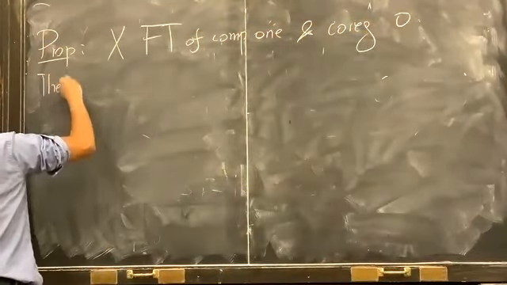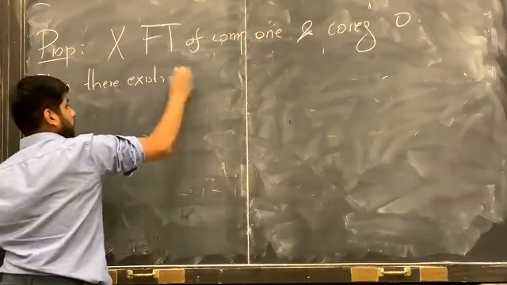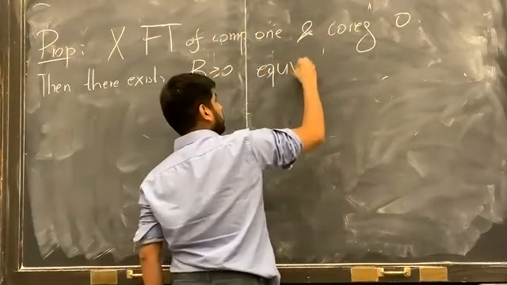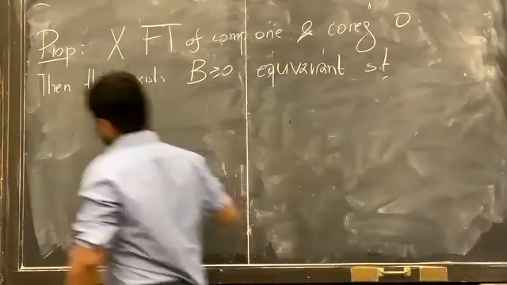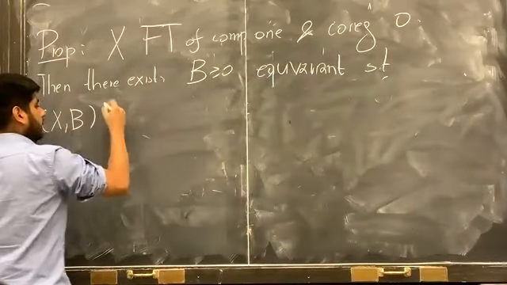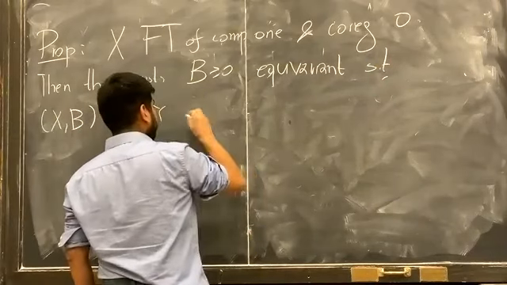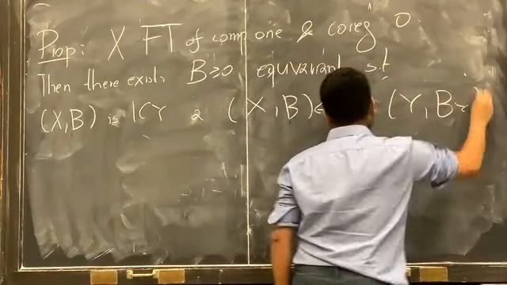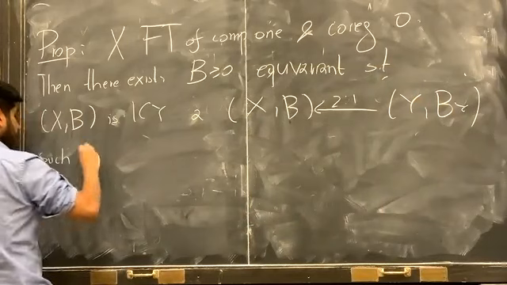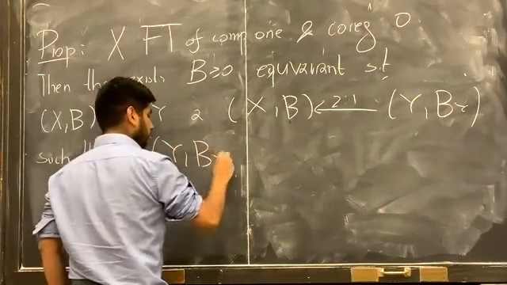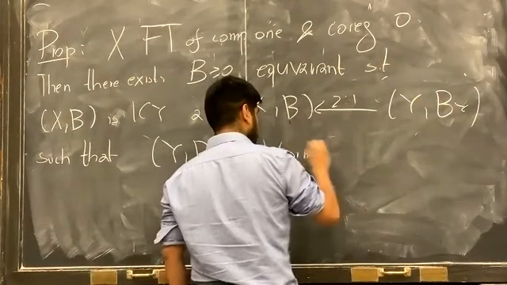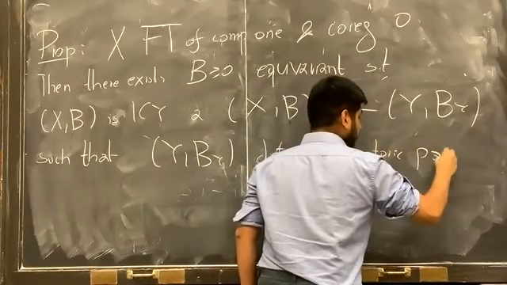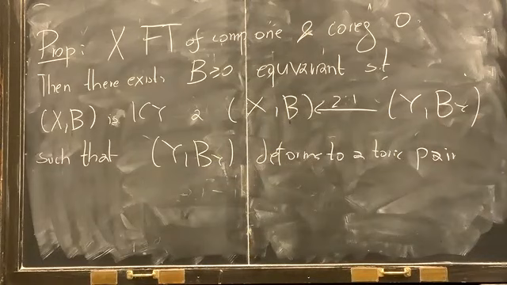Proposition: if X is Fano type of complexity 1 and coregularity 0, then there exists an equivariant B larger or equal to 0 such that (X,B) is log Calabi-Yau, and a 2-to-1 cover, such that, and now you are guessing, it is birational to something toric. So these varieties that are the closest to toric but are not toric, if you impose the condition of coregularity 0, you can again make them toric somehow. Deformations are also very usual in the minimal model program and in birational geometry.